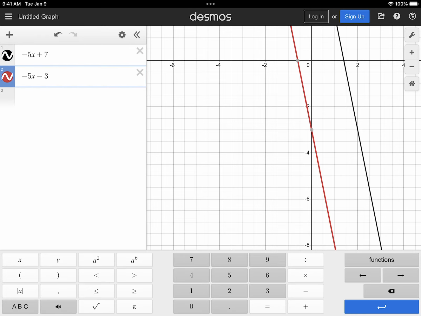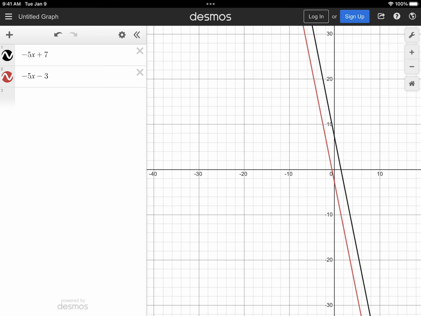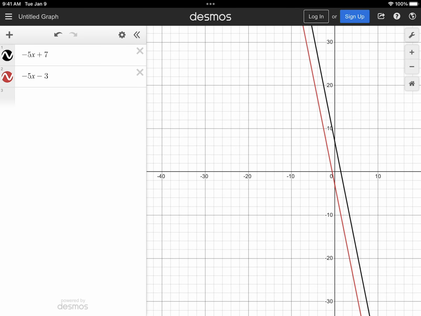Okay. Now if we zoom out, we can see that these things are never going to intersect. So these are parallel lines, which means they don't cross. And that tells us that there is no solution. 0 solutions.